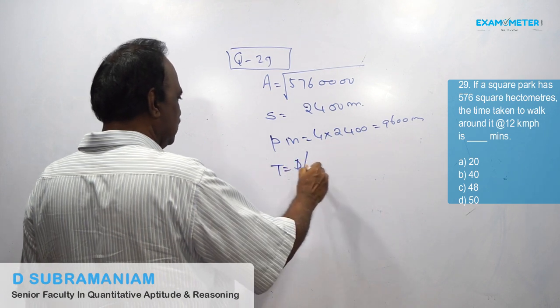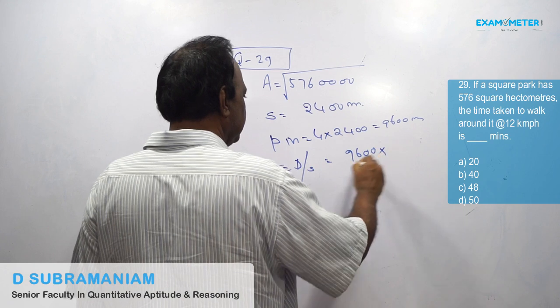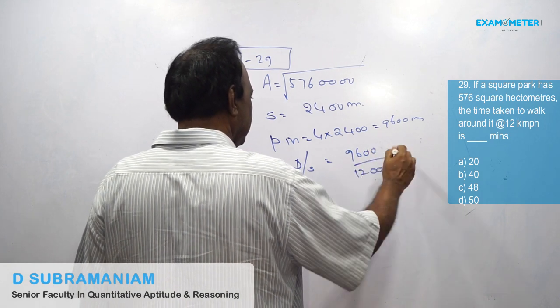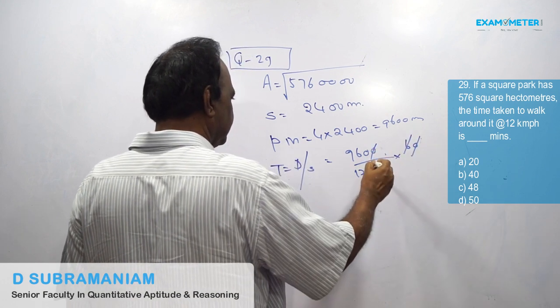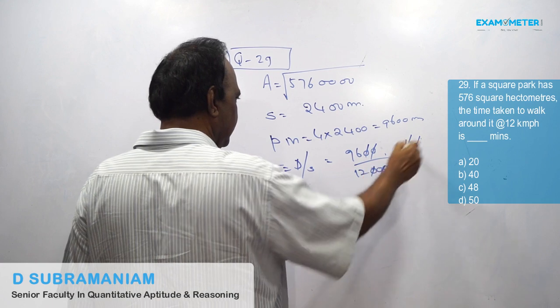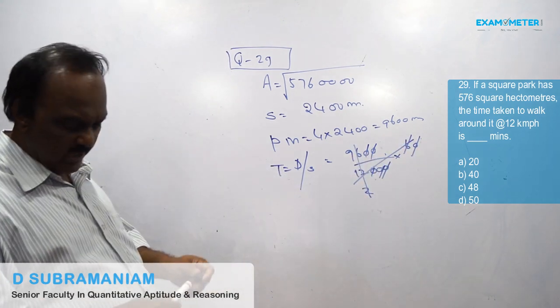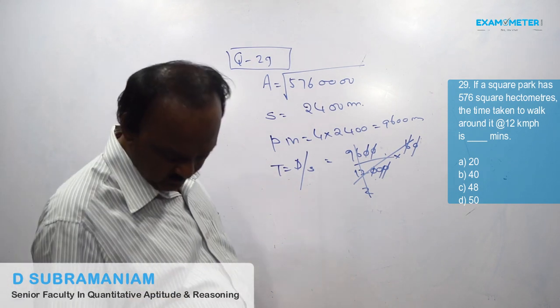Therefore, time is equal to distance by speed. This is the distance, 12 km per hour into 60. 48 minutes. So answer is 48 minutes. That is multiple choice C.